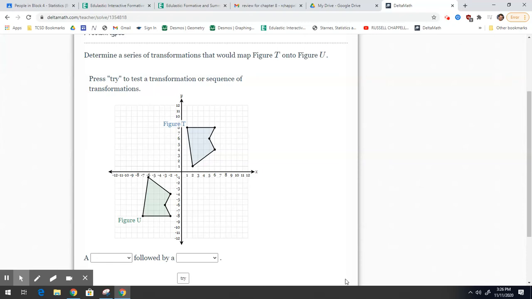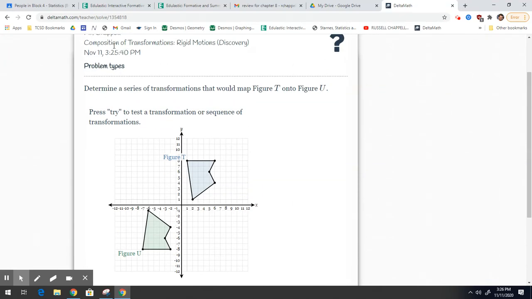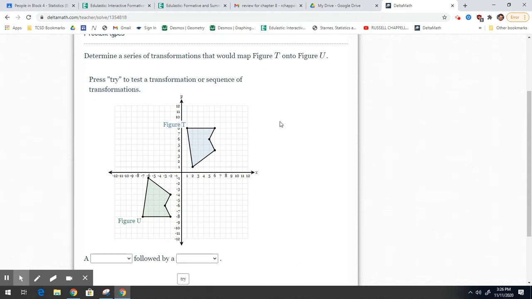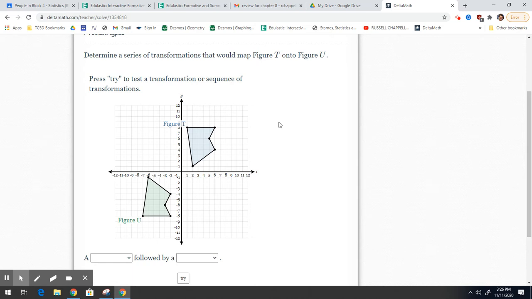Here we go. So again, these are compositions of transformations. And this is a discovery example, so you'll see in a minute what you can use with the try button, okay? So this says determine a series of transformations that would map T onto figure U. So again, we're doing compositions of transformations, which just mean two or more transformations. But we're going to do just two.